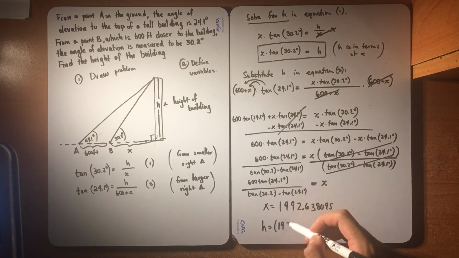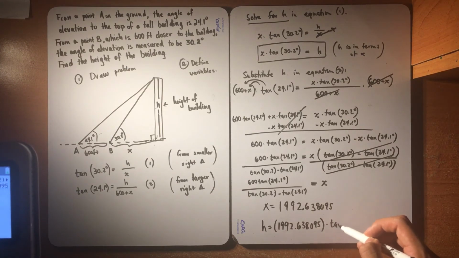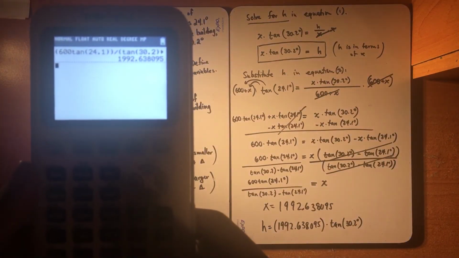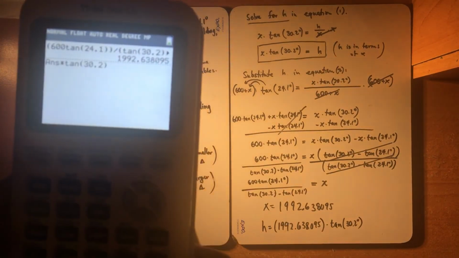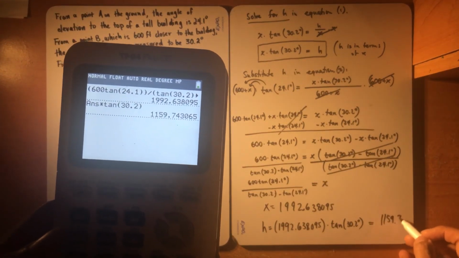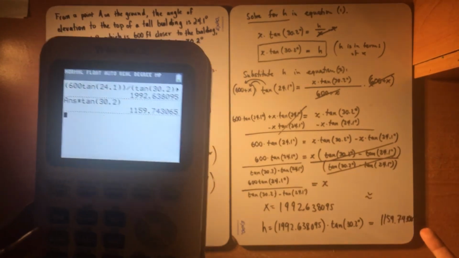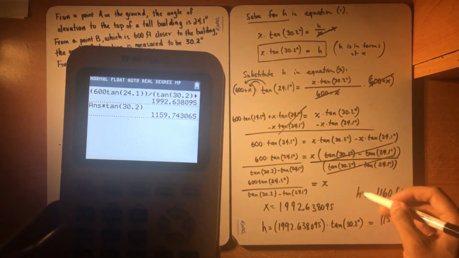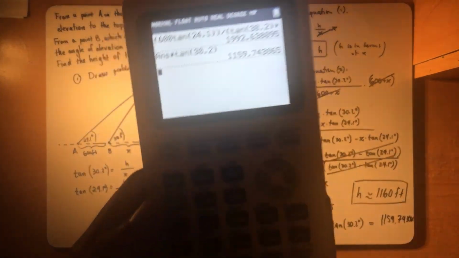So this should be 1992.638095, and I need to multiply this by tangent of 30.2 degrees. So I'm going to multiply my x value, which is the answer here, by tangent of 30.2. And when I do so, I get h is 1159.743065. If you round this to the nearest whole number, you get 1160 feet. So the height of the building is approximately 1,160 feet.